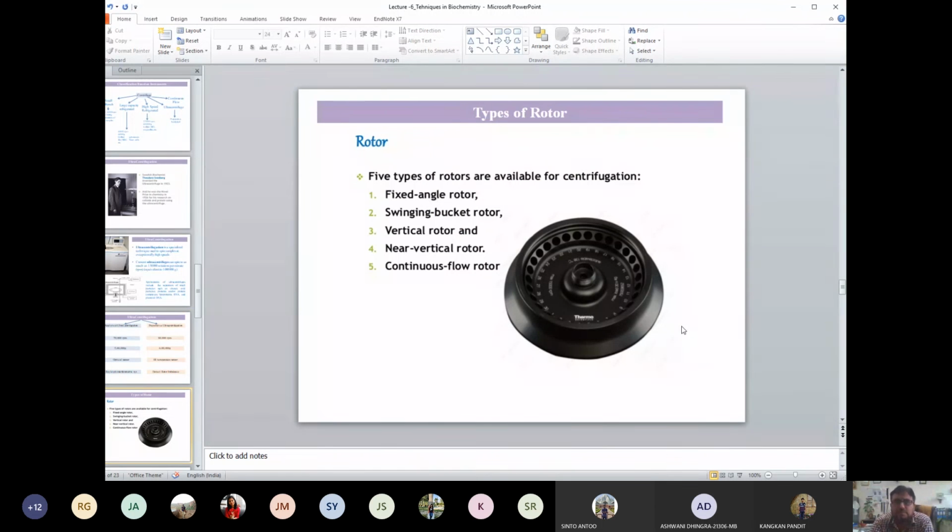Now coming to another important component of centrifugation, that is called the rotor. You cannot think of centrifugation without a rotor. So the rotor plays a very important role in centrifugation. As you have a motor in your instrument, so is the rotor, which is the detachable component of the centrifuge, and you can easily detach the rotor out of the instrument. We have 5 different types of rotor available for centrifugation.